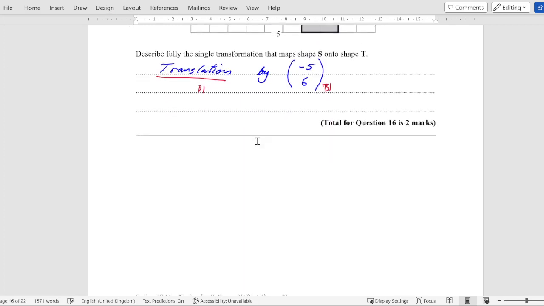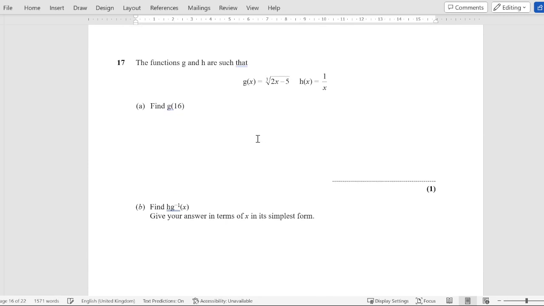Okay, and question 17. The functions g and h are such that, and then you've given 2 functions, find g of 16. So in effect, we're starting with the function g, cube root of 2x minus 5, and then for g of 16, I'm substituting in x as 16. So the cube root of 2 times 16 minus 5, so it's going to be the cube root of 32 minus 5, 27, and then the cube root of 27 is 3.